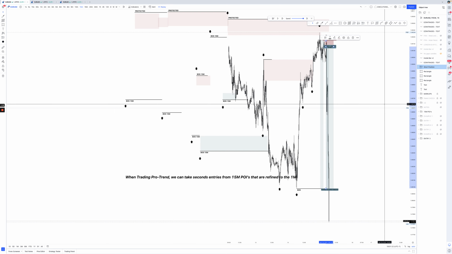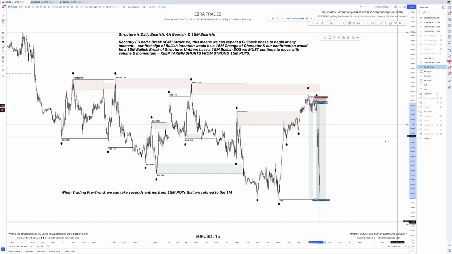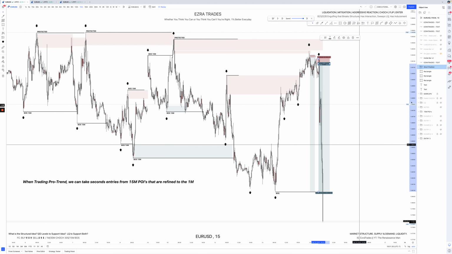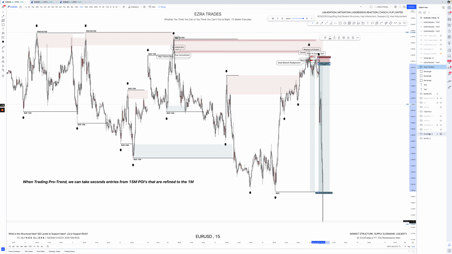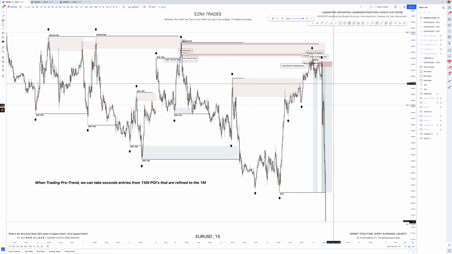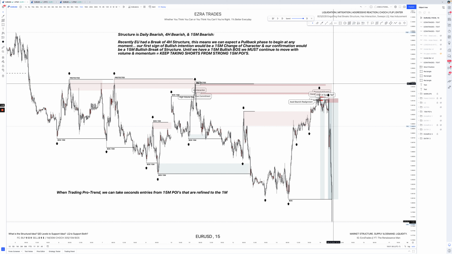Now obviously not everyone's going to catch trades like this, but the idea behind this is that it's possible. And if you, with patience, want to work on refining your points of interest, instead of focusing on catching more trades, how about you focus on catching a better quality trade, right? And focus on refining a point of interest. If the higher time frame is bearish or bullish, trade pro trend.